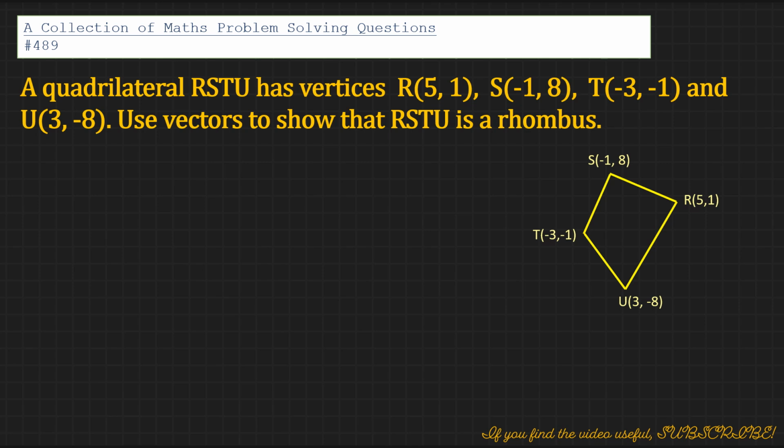A quadrilateral RSTU has vertices R(5, 1), S(-1, 8), T(-3, -1), and U(3, -8). Use vectors to show that RSTU is a rhombus.